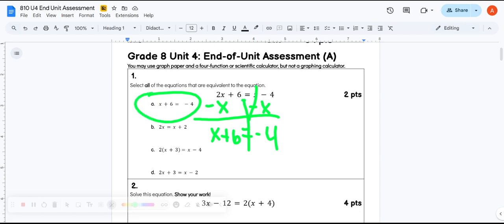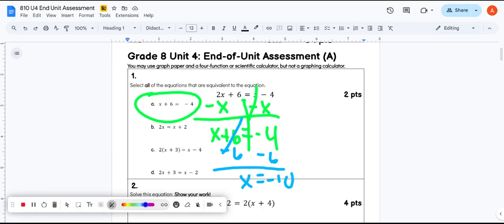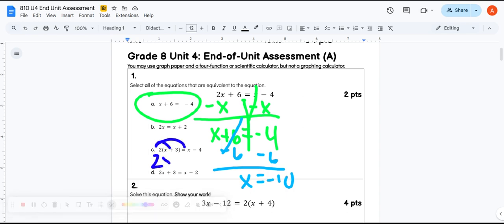I'm looking at letter B here, and I'm noticing that my variables stay the same, but my constants are no longer there. And when I'm looking at my constants here, I'm seeing that if I were to subtract 6 on both sides, I would get negative 10. And I don't see that matching option B. When I look at option C, I see that I have to distribute here. And when I properly distribute here, I now see an equation that matches the original equation given to us. So we have two answers.